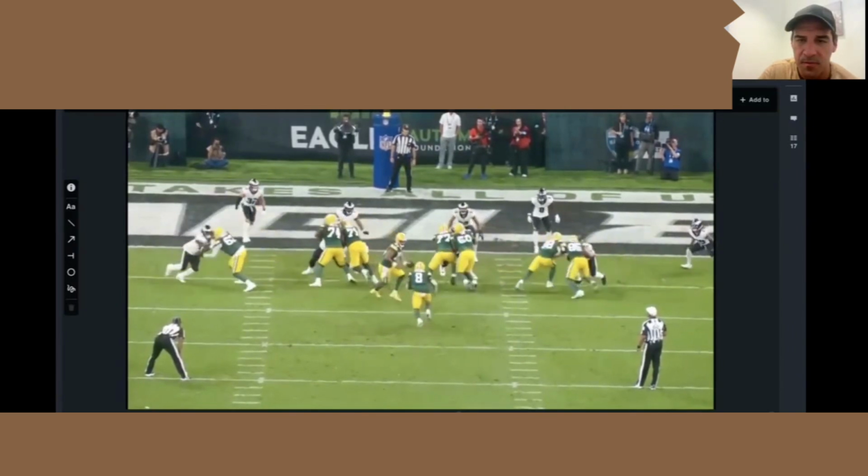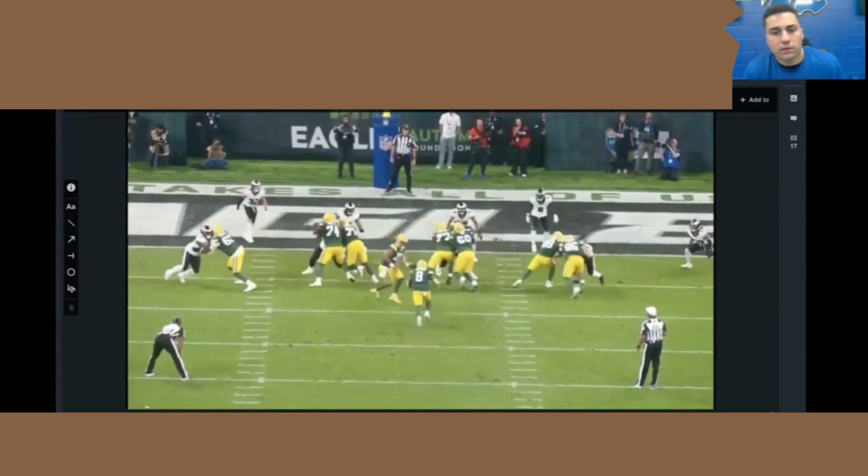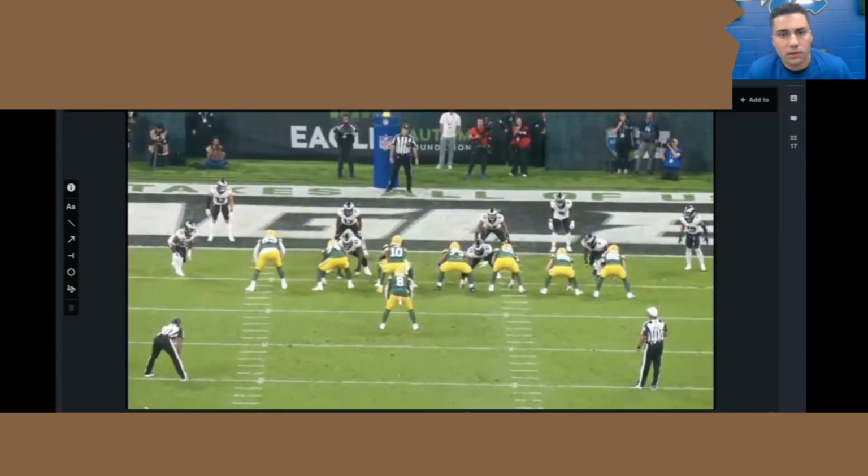See, I think technically Blankenship is the down guy here, even though he's down here. I think. Oh, it's man coverage. Hold on, let's see.